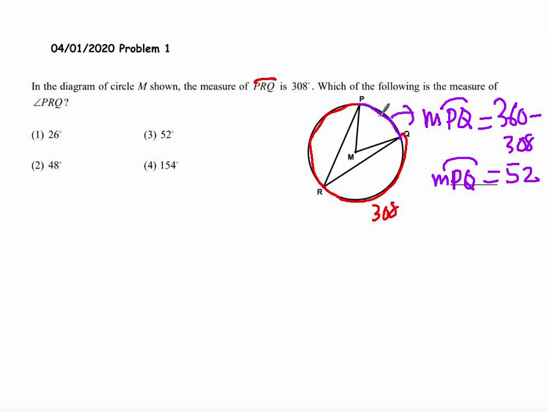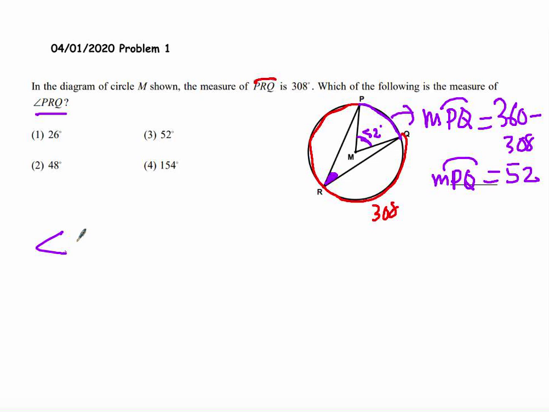Now, if this arc is 52, the central angle that intercepts this arc, this one, would also be 52. Now we know that the relationship between the central angle, or the arc intercepted, and the inscribed angle is 1/2. So in order to find what we're looking for, angle PRQ, we have to apply this equation.